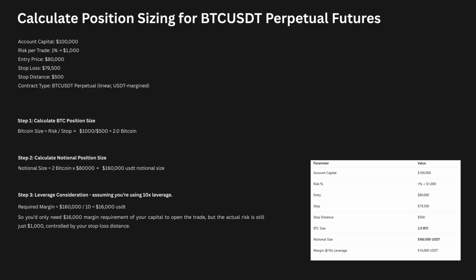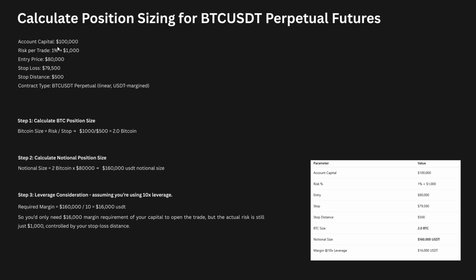Hopefully we can do this in 60 seconds. It really shouldn't be any longer than it needs to be. Now, assuming that we have an account balance of $100,000, we wish to risk a static 1% per trade. In this instance, we want to go long on Bitcoin. Our entry price is $80,000. We've defined our stop at the previous swing low, and that's coming in at $79,500. So 80,000 minus 79,500 gives us a stop distance of $500.